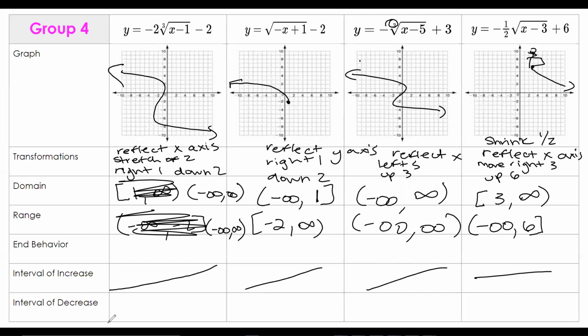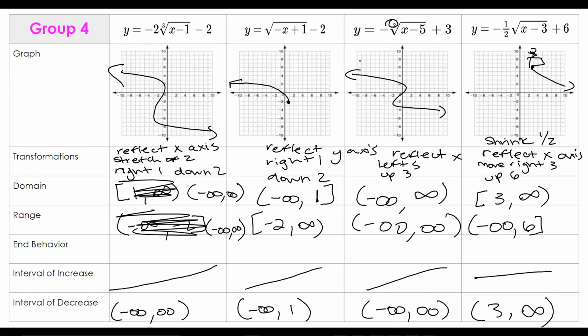Okay, for the intervals, we're talking about our x values. And this is happening the entire time. So we're going to just use the domain that they give us. So that's going to be negative infinity to positive infinity. That's going to be negative infinity to 1. And then this one's going to be negative infinity to positive infinity, and this one's going to be 3 to positive infinity. Notice how I put parentheses around all of them, not brackets. The reason why I don't put brackets is because you cannot decrease at a specific point. You have to do it over a continuous interval, okay?